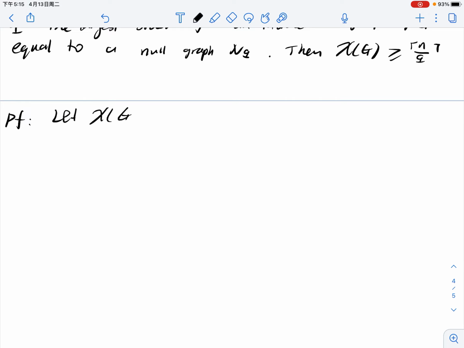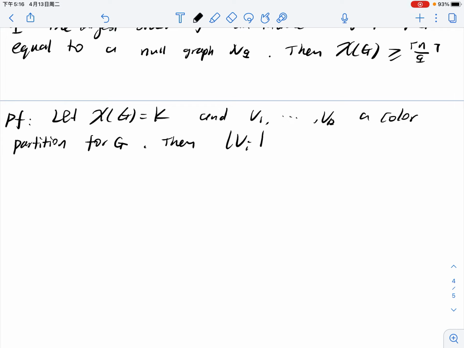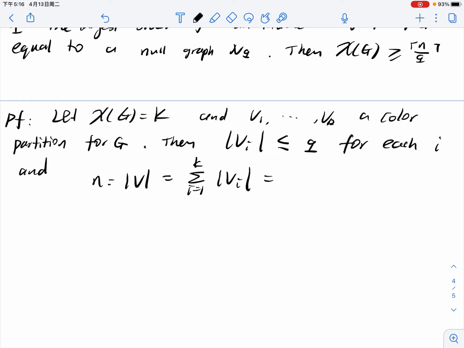So let chromatic number be k and V1 to Vk a color partition for G, then the cardinality of Vi is less than or equal to q for each i, and hence the cardinality of V is n, which equals, because we have the partition, a summation of cardinalities of the subsets, and then we have less than or equal to a summation of k q's, and this is kq, and therefore k is greater than or equal to the ceiling of n over q, because k is an integer.